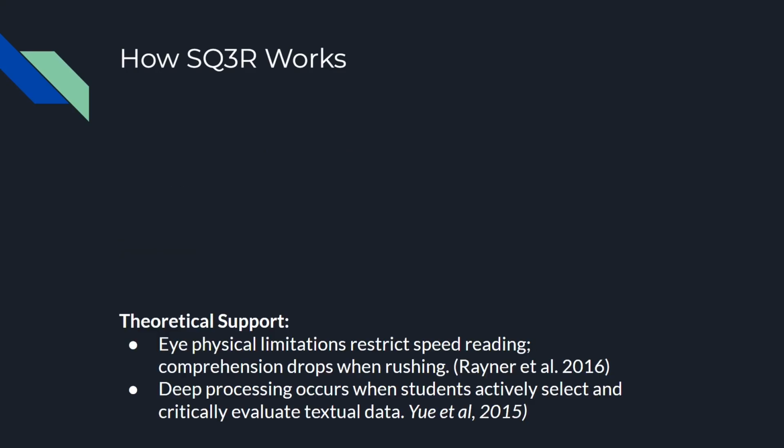Furthermore, You et al. 2015 found that deeper cognitive processing happens when we are forced to actively select and evaluate information rather than just letting our eyes glaze over the words. The question and recite steps in SQ3R perfectly trigger this deep semantic encoding.